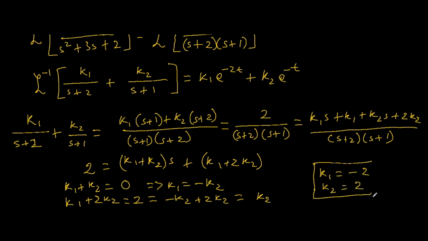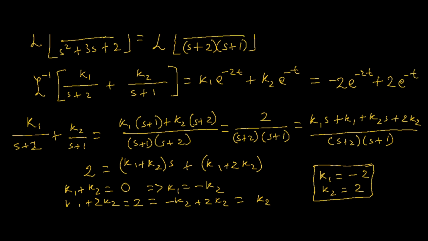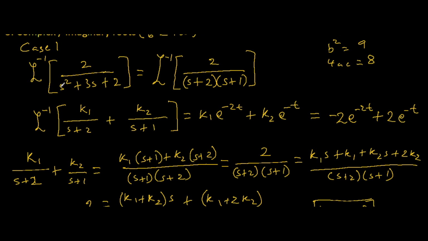Okay, just put that in a box so that it's easy for us to recognize. And now with this solution that we have, we can arrive at our solution as being equal to minus 2 e to the power of minus 2t plus 2 e to the power of minus t. The Laplace transform of this will be equal to 2 over s squared plus 3s plus 2. So we have found the inverse Laplace transform of that to this.